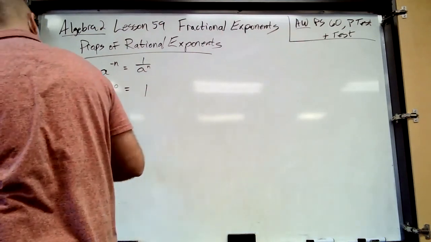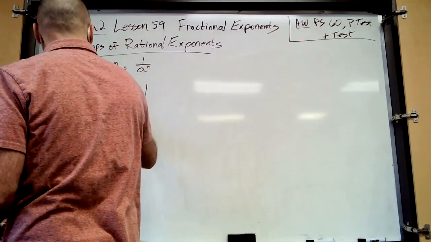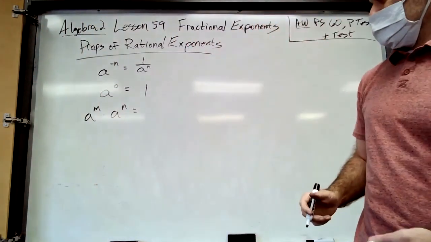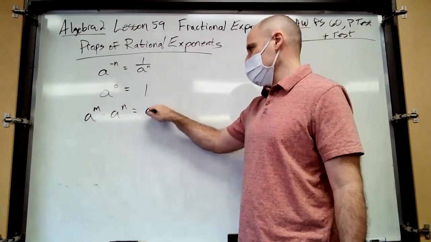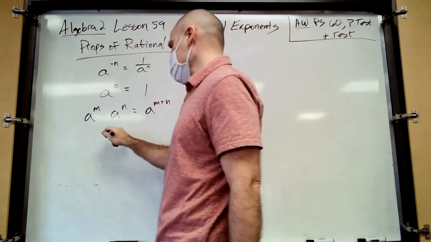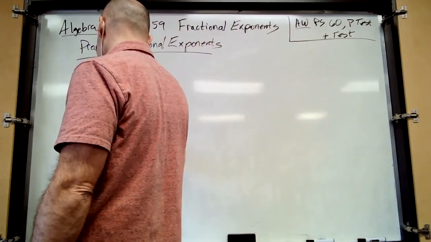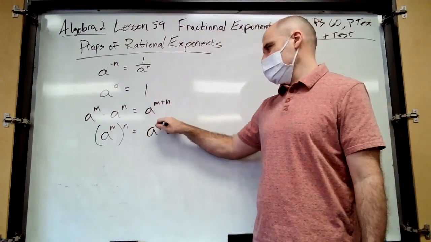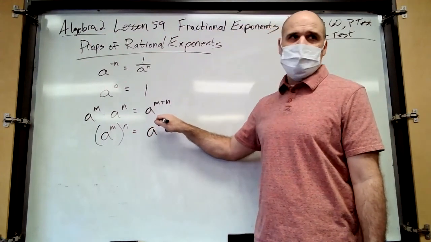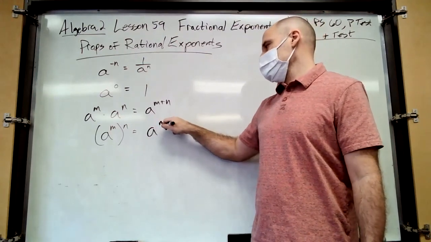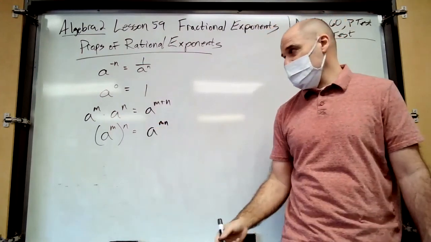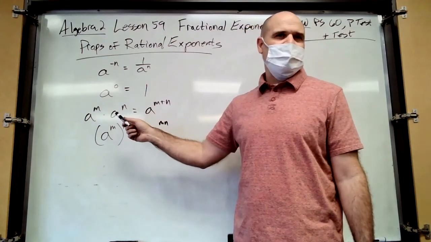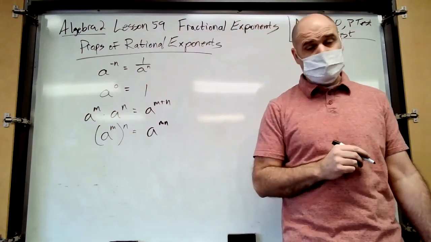What about this? A to the m times a to the n. What's that? A to the mn? Not mn, m plus n, right? You add the exponents. Now, Gracie, what's that, A to the... I called you mn. So when it's a power raised to another power, you multiply. But when it's a power times another power of that same base, then you add the exponents, okay?